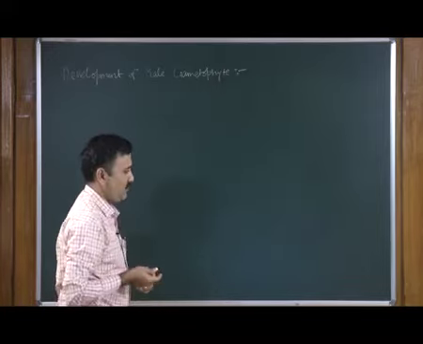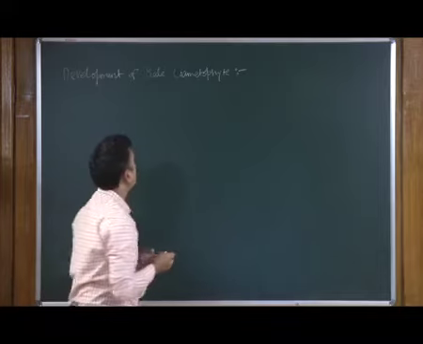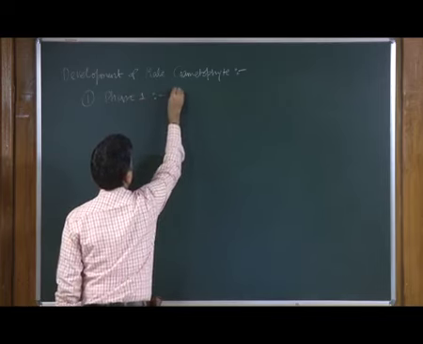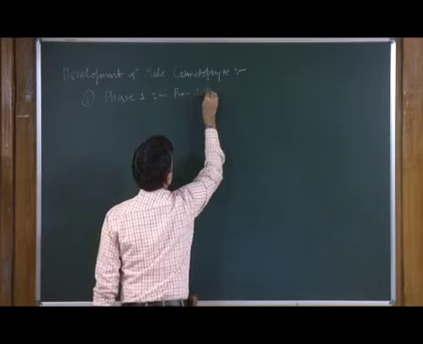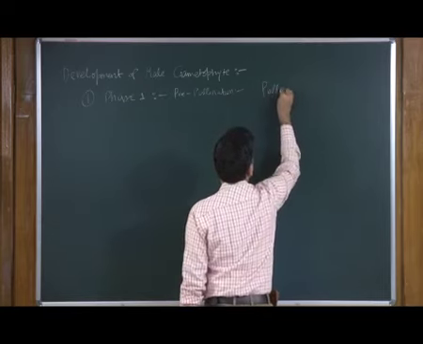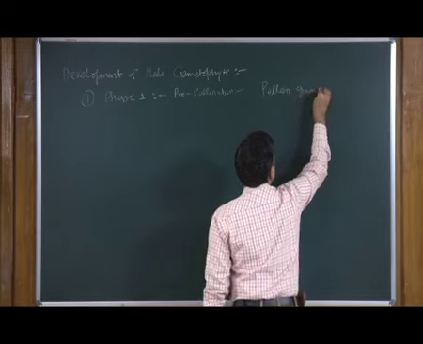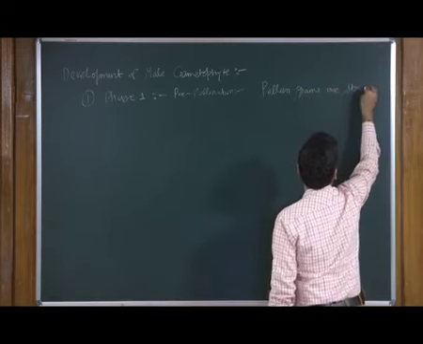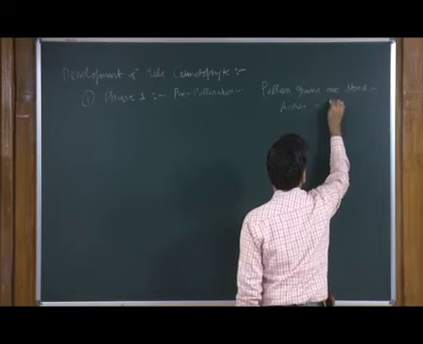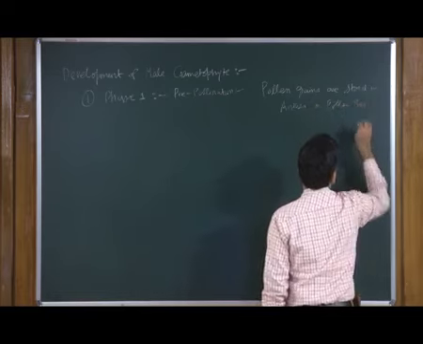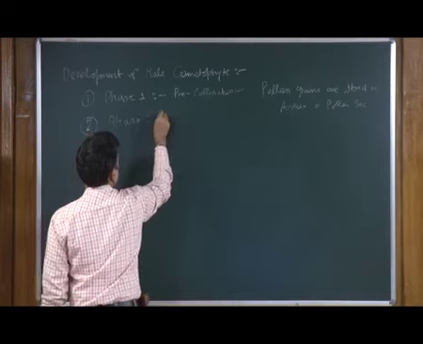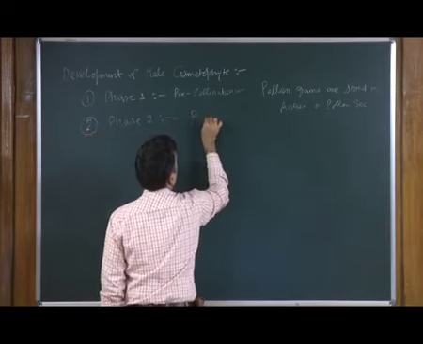So, development of male gametophyte has two phases. Phase 1 starts before pollination, while the pollen grains are stored in the anther or pollen sac, and phase 2 happens after the pollination.